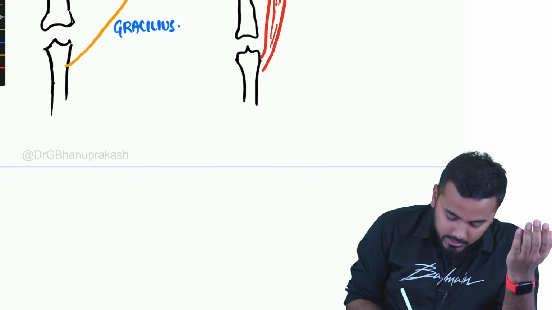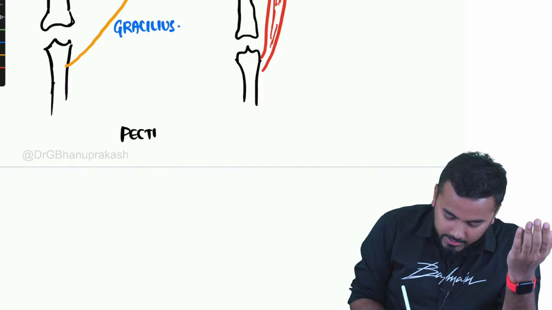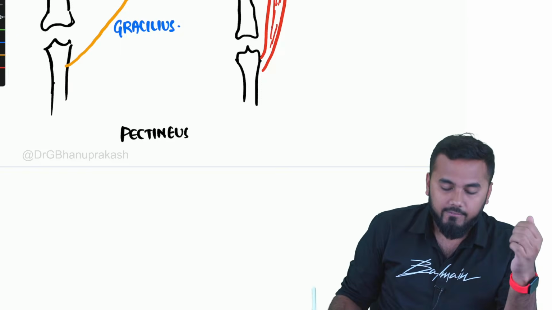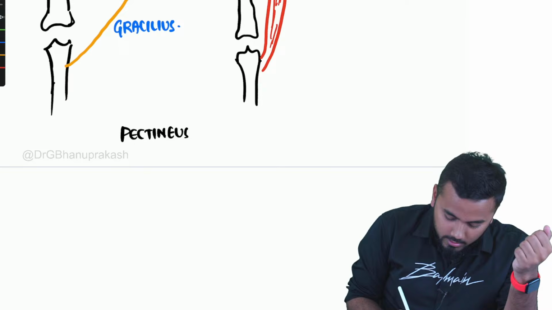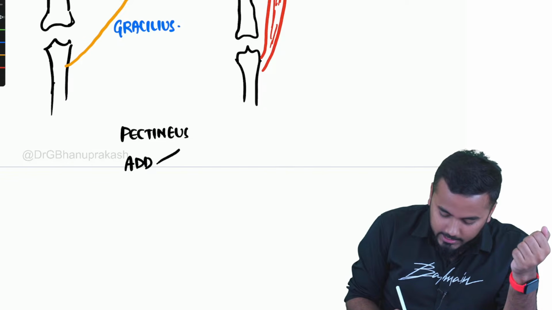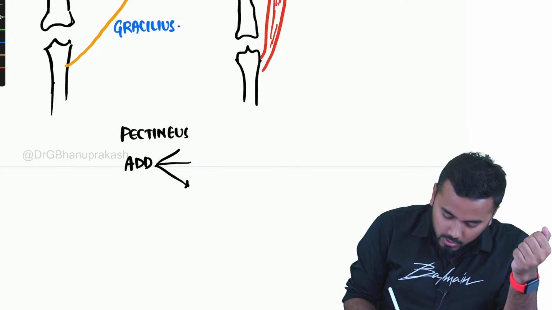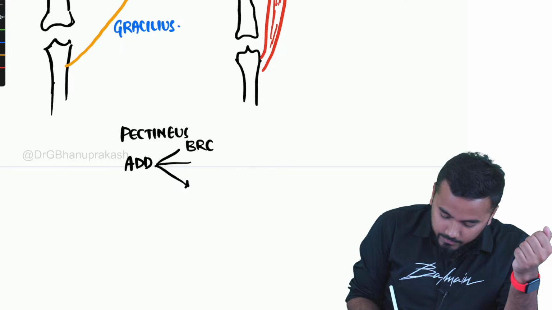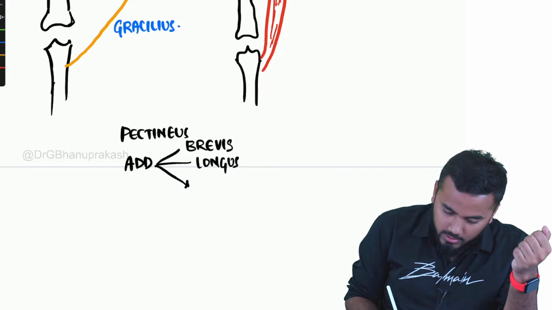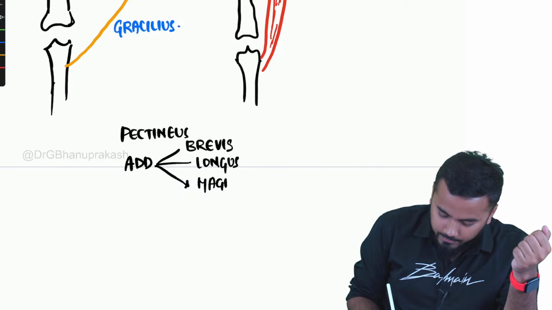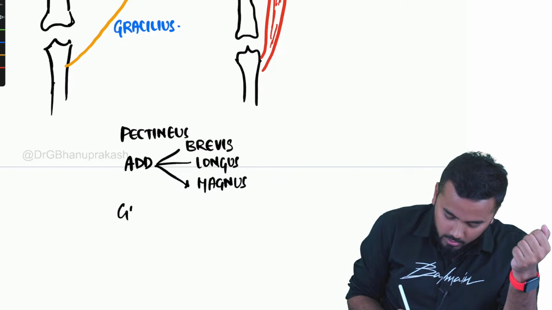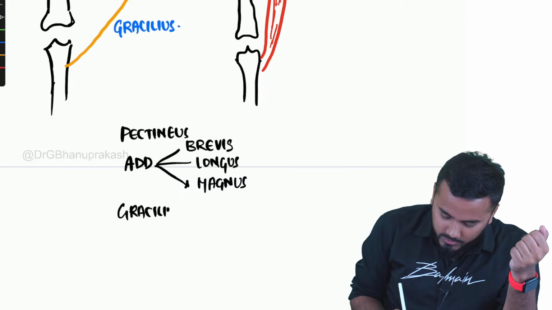We have studied something called pectineus. We have studied adductor muscles, three muscles: one is called adductor brevis, one is called adductor longus, another one is called adductor magnus. And finally, we have studied the gracilis muscle.